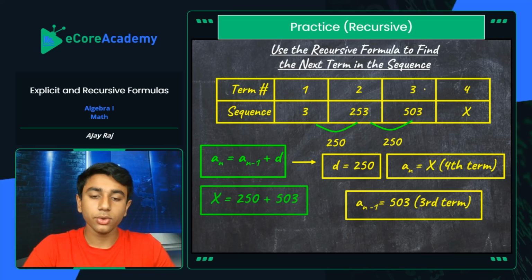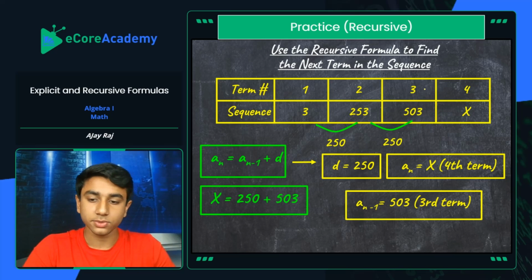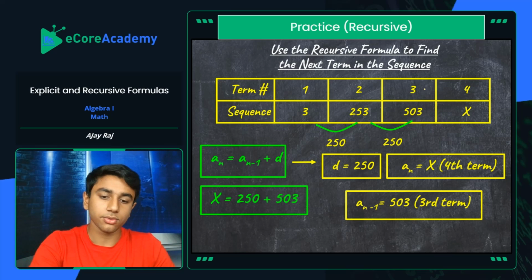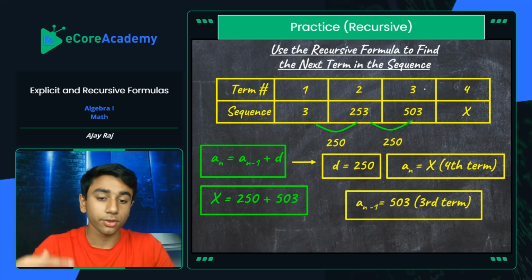And now all we're going to do is substitute a of n minus 1 for 503. We're going to substitute d for 250. We're going to put 250 in as our common difference. And then, of course, we're going to put x in place of a of n, the term that we're actually looking for, the fourth term.